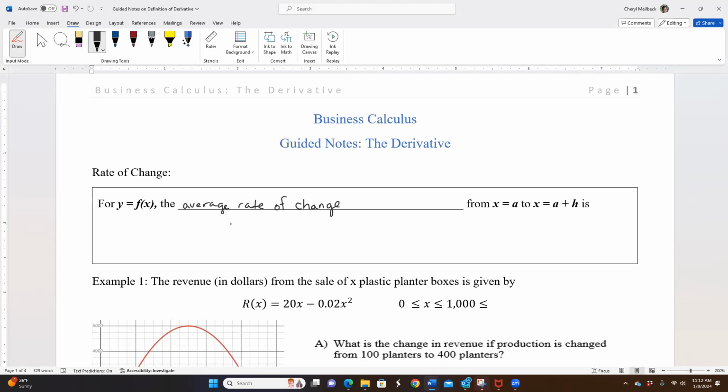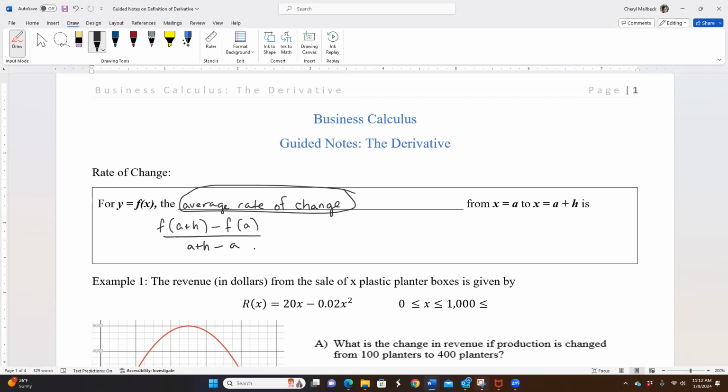So this is very important. Should have capitalized. But the average rate of change from x equals a to x equals a plus h will be this rational function, f of a plus h minus f of a over a plus h minus a.